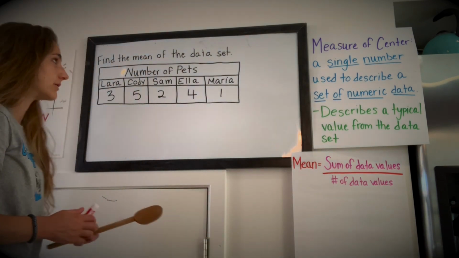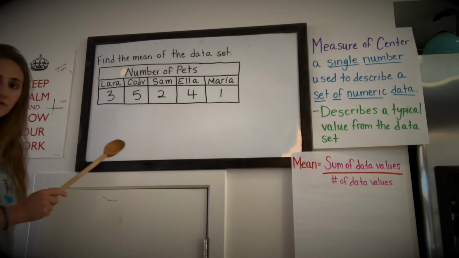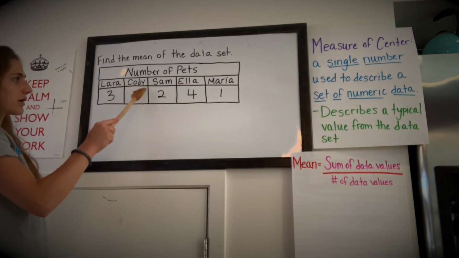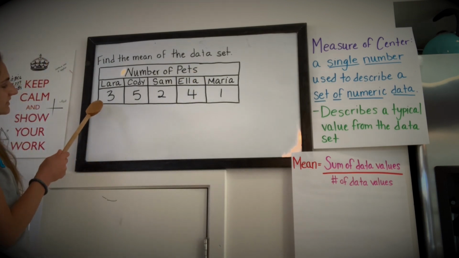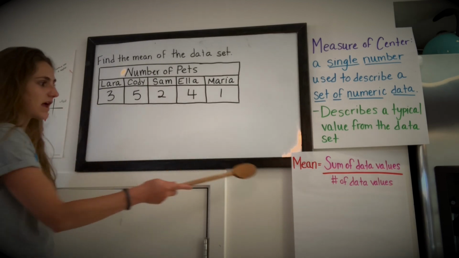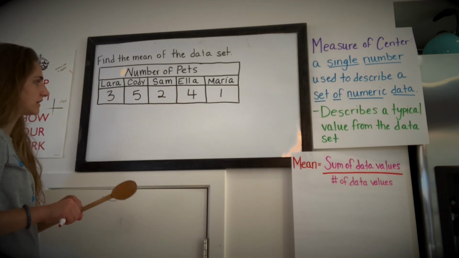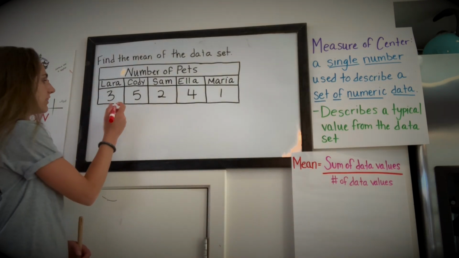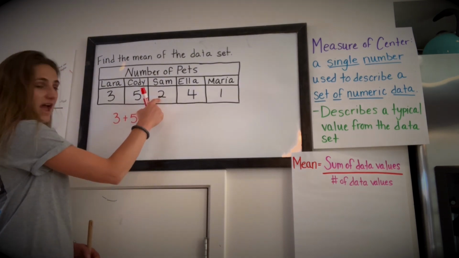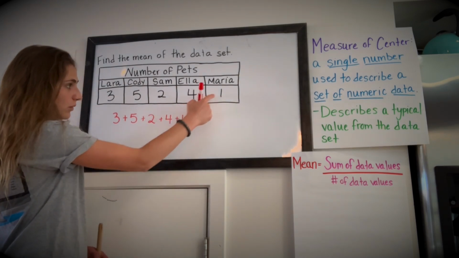Let's do an example together. Our instructions tell us to find the mean of the data set. So here we have a table with 5 different people's names. Okay, we have Laura, Cody, Sam, Ella, and Maria. And it tells us how many pets each person has. So if we wanted to find the mean of this data set, we need to follow these steps. We need to first find the sum of the data values. All right, so sum means we're adding them all together. So I take 3, I add it to 5, I add it to 2, I add it to 4, and I add it to 1.